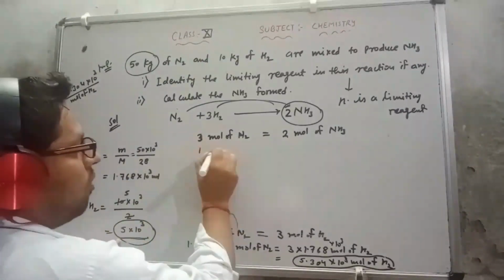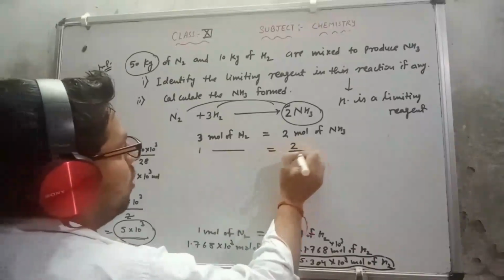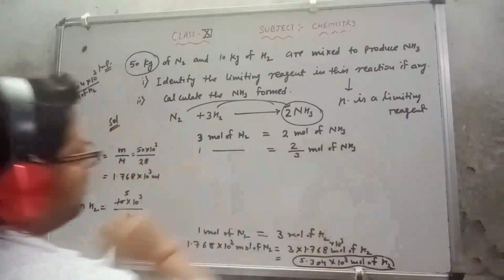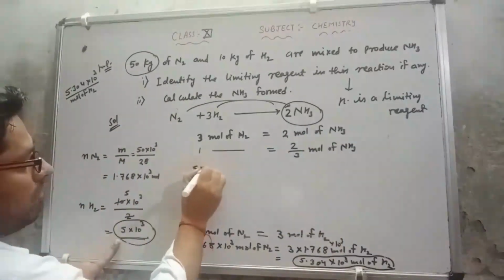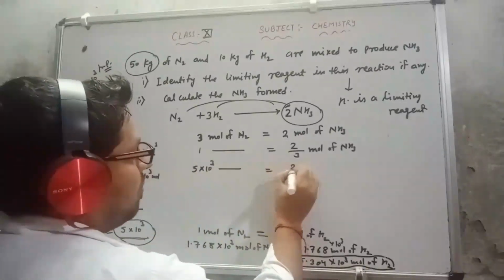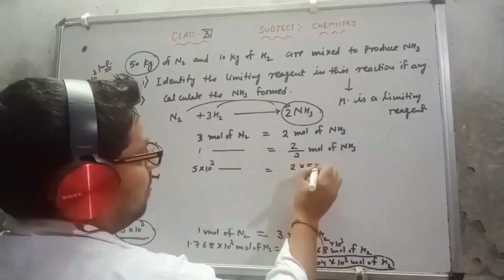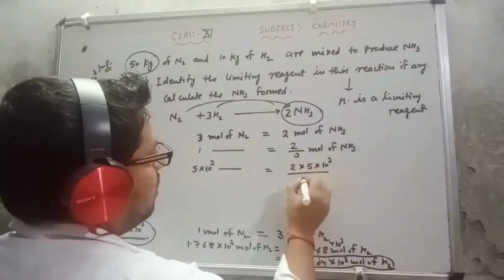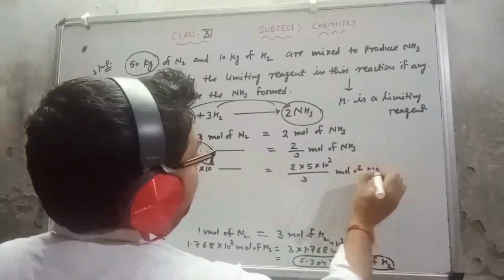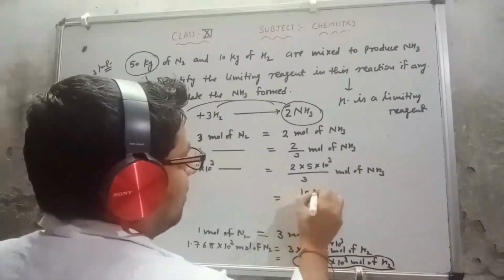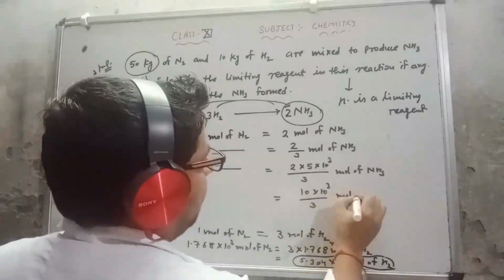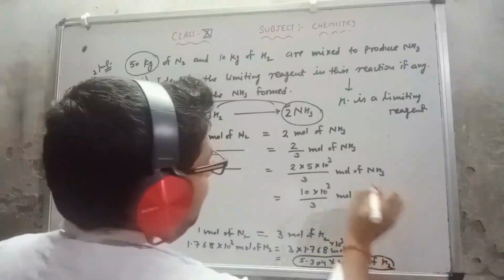So firstly 1 mole of hydrogen, then how much ammonia will form? 2/3 mole of NH3. How much we have? 5 into 10 raised to the power 3 mole of H2 we have. So this will be 2 multiplied by 5 into 10 raised to the power 3 upon 3 mole of NH3 will form. This means 10 into 10 raised to the power 3 upon 3 mole of NH3 will form.